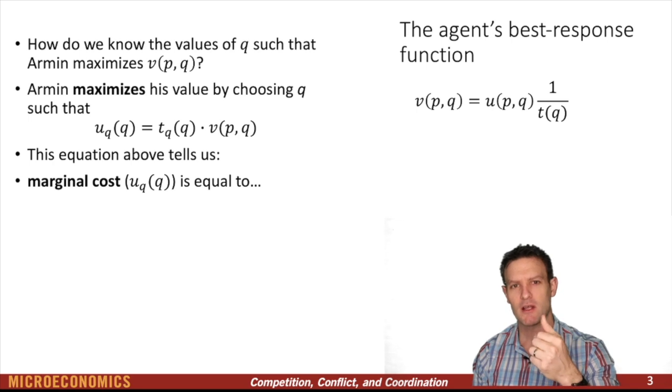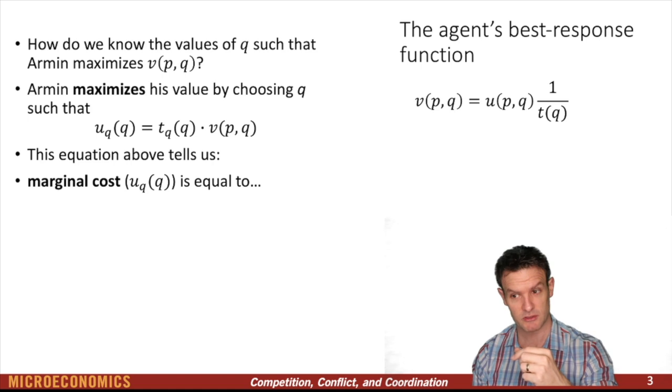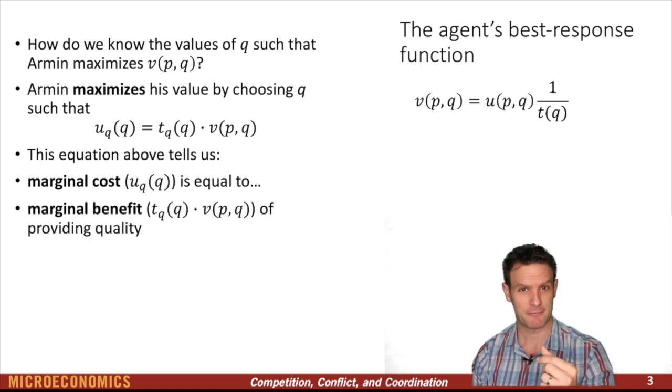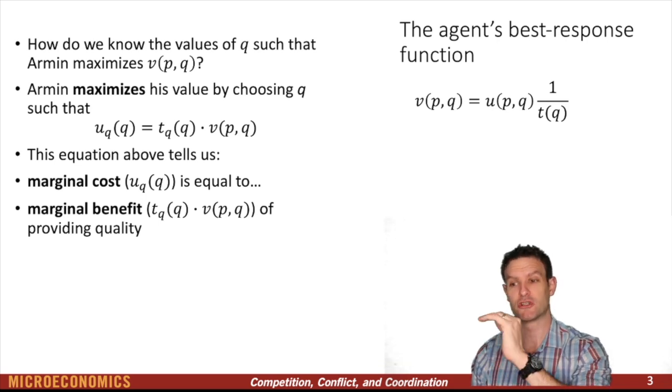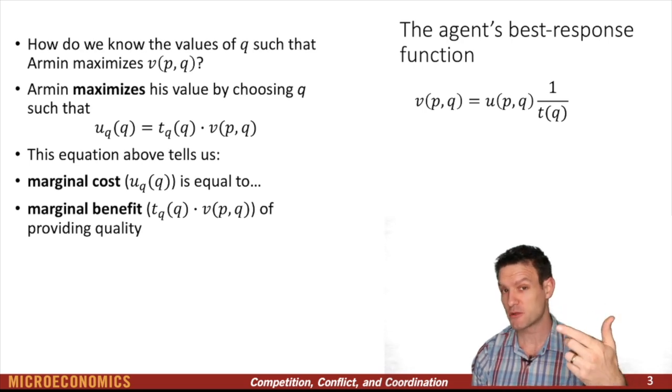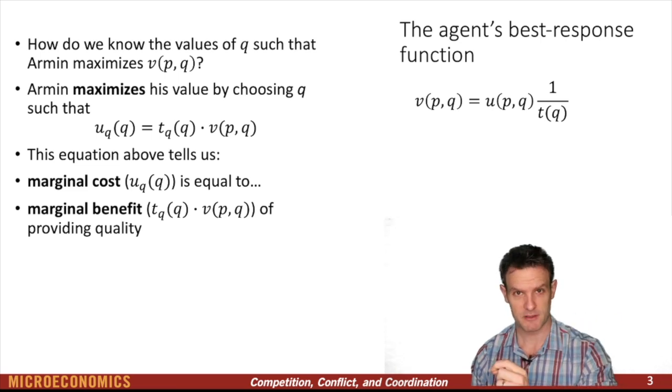Well, the equation above tells us that Armin is setting his marginal costs equal to his marginal benefits of providing quality. That's how we should interpret that equation. That equation is arrived at through some algebra, which I'm not showing in this video. You can check in the math note how we get from the value function to this first order condition. But what we want to think about when we're interpreting this derivative is that we've got the marginal cost equal to marginal benefit. And that's what Armin is doing when he is maximizing his value with respect to quality.